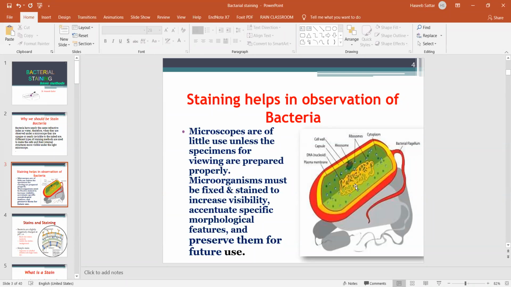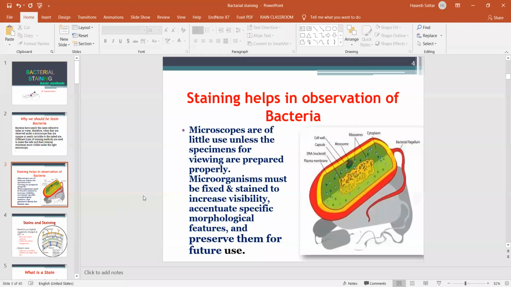Through this staining technique, we can also preserve the bacteria for future use. For example, I don't know whether you will have lab classes or not, but in your microbiology lab you will have fixed slides. Those slides are preserved slides. If you make a good slide, you can preserve it for years.